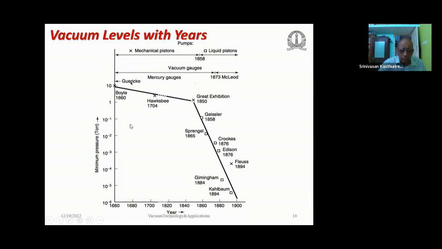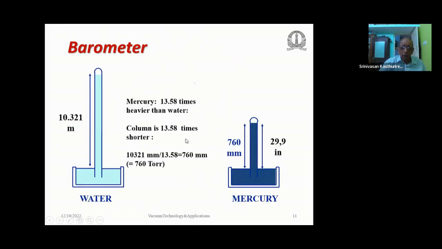Okay, there are many scientists who were involved: Boyle, Hawksbee, and then Geissler, Crookes, Edison, Floyd, Kolbaum, etc. Various scientists have been involved in developing vacuum technology.